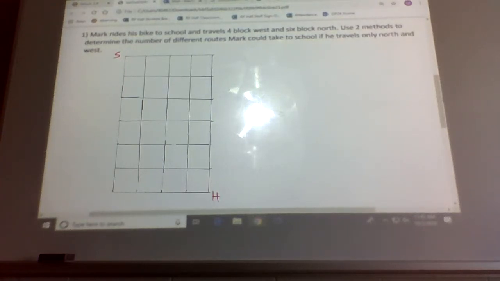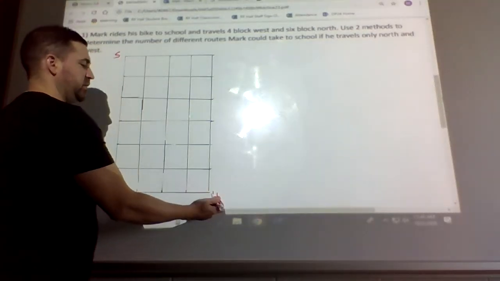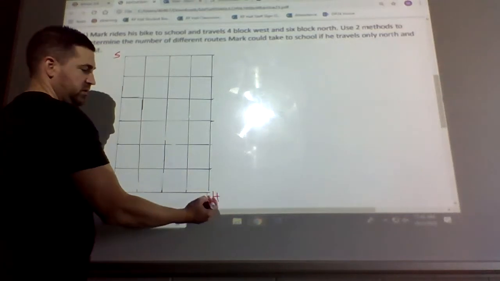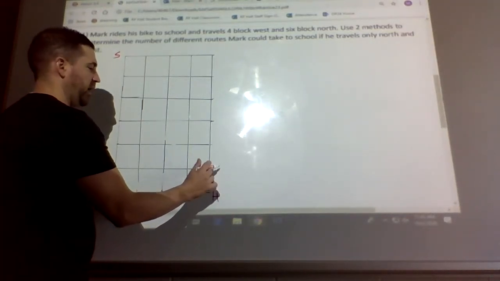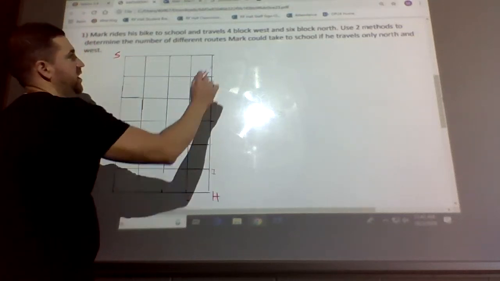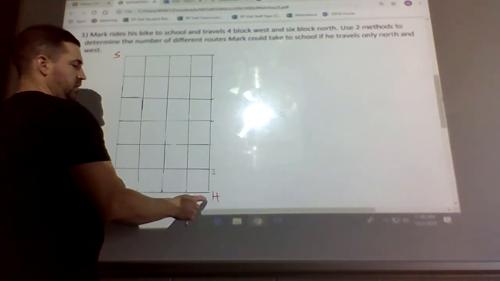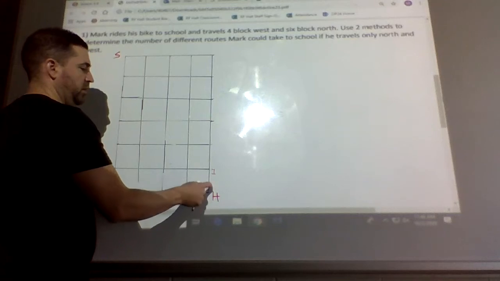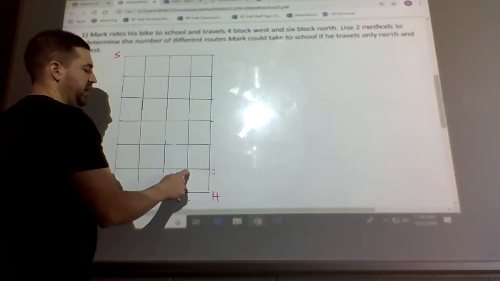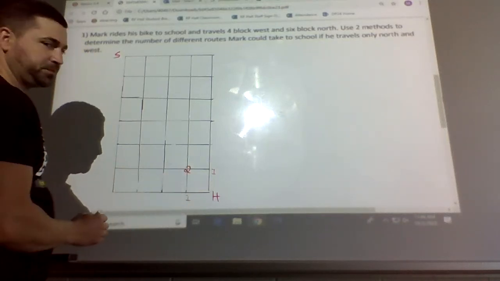Okay, so if we're at home, he could choose to go north first or west. If he goes west, it's one way he could go, and if he goes north, it's one way he could go. We're trying to get the number of ways or different routes he could go. To get to this spot here, he could go west, then north, or north, then west. So to go here and here, it's 2 different options. He has 2 different ways to get to this spot here.